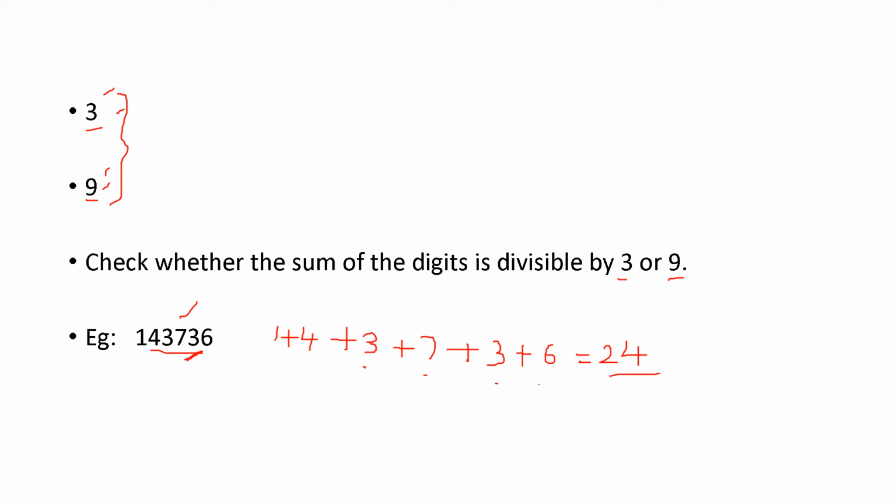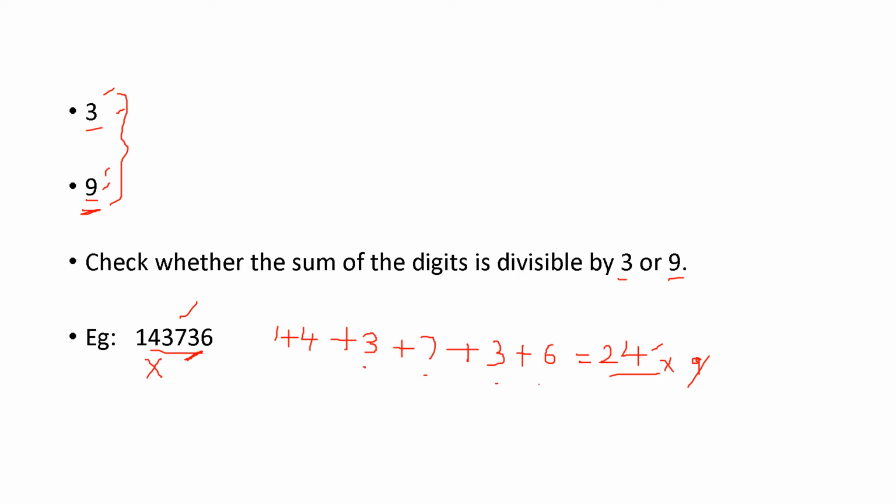Add the digits of the number, the answer is 24. And check whether that is divisible by 9 or not. We know that 24 is not divisible by 9. Okay. It is not divisible by 9. So what you can say? You can say the entire number is not divisible by 9.